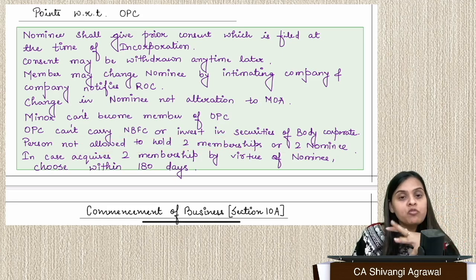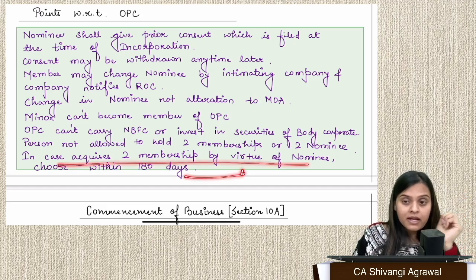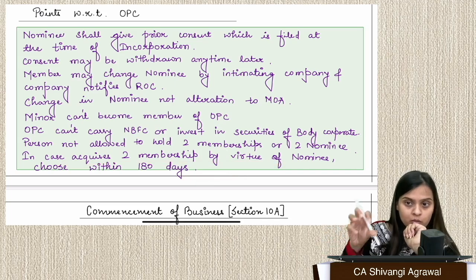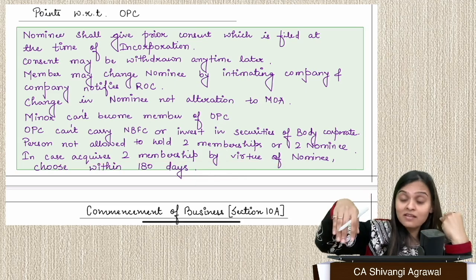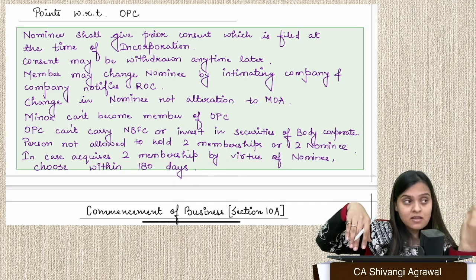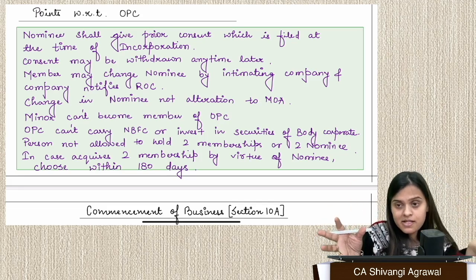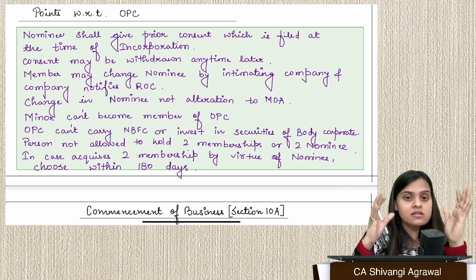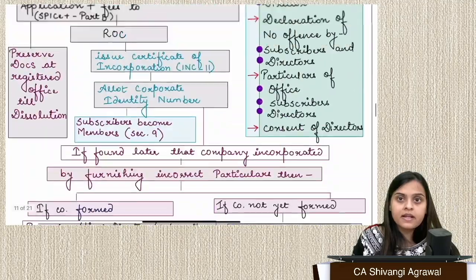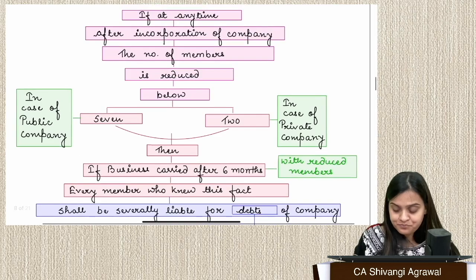At one point of time, one person cannot hold two memberships in OPC or be two nominees. However, if he is a member in one OPC and a nominee in another OPC, and by virtue of his being nominee in this particular OPC, he becomes the sole member there also, then within 180 days he has to choose which membership he wants to continue and withdraw the other to meet this eligibility criteria. Right, now we'll go back to section number 3A.